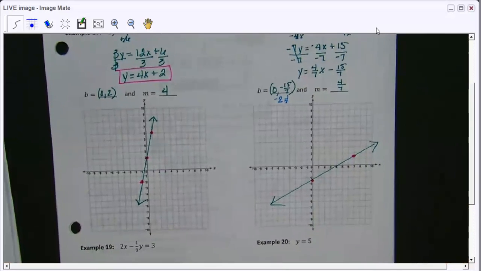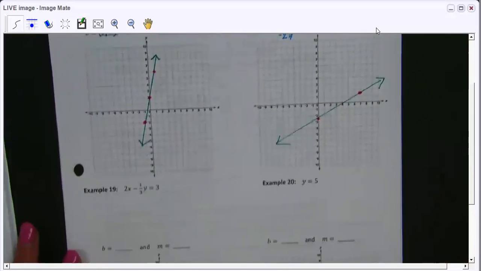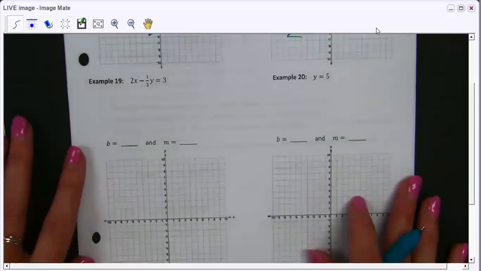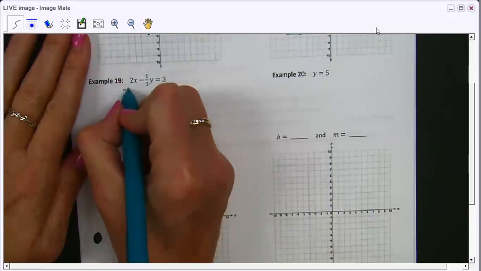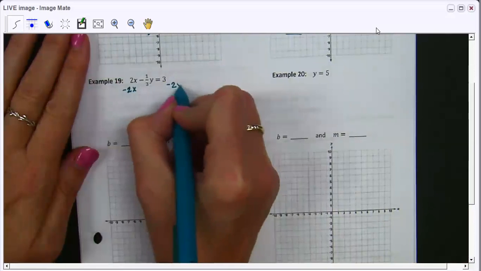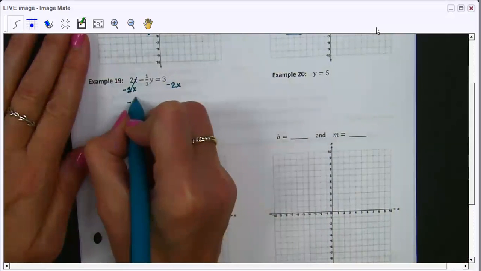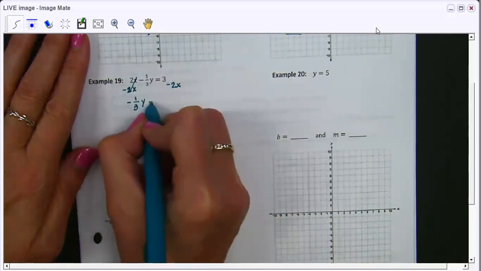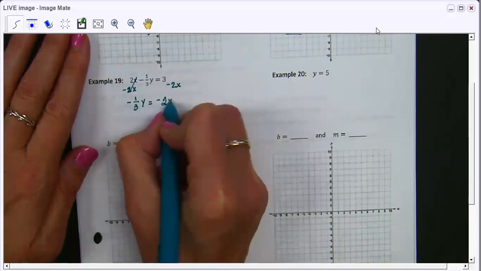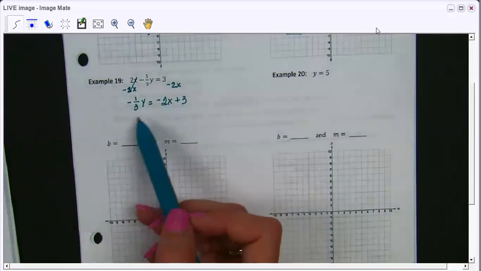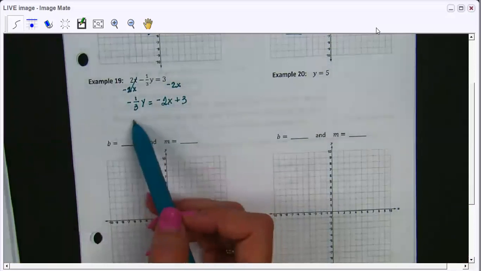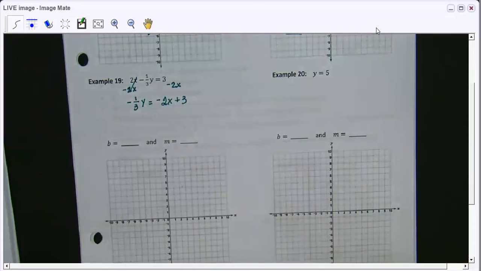Okay, this next one is a little different. Also, same process though. So we're going to get rid of our 2x. And we have -1/3 y equals -2x plus 3. Can anyone tell me what we have to do when we have to get rid of a fraction? And we have to do the same thing on both sides. Yeah, we're going to multiply by the reciprocal.